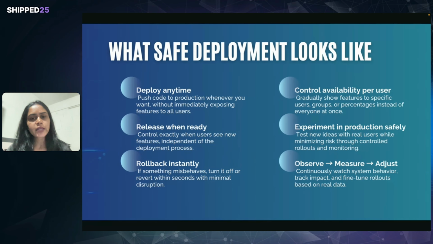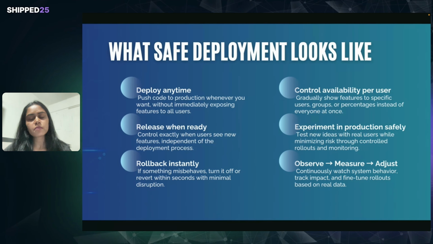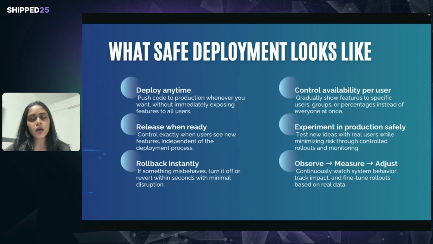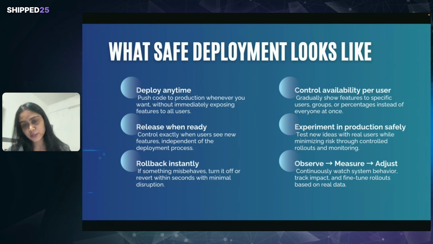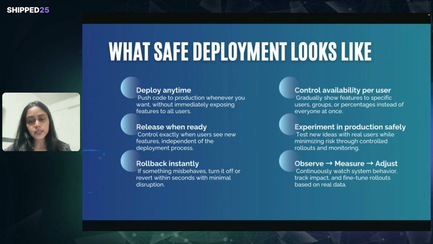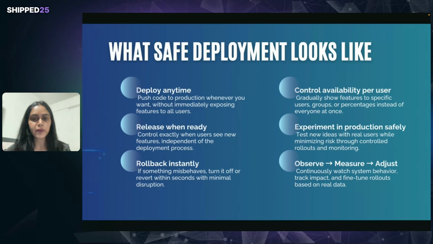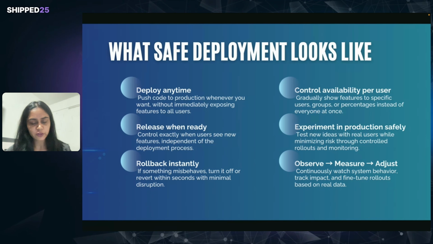So this is how deploy anytime should work. Then we have release when ready. There can be a scenario where your business wants to announce some feature or product next week, or your quality automation team wants some more testing to be performed. In this aspect, your deployment and your release become two independent decisions.